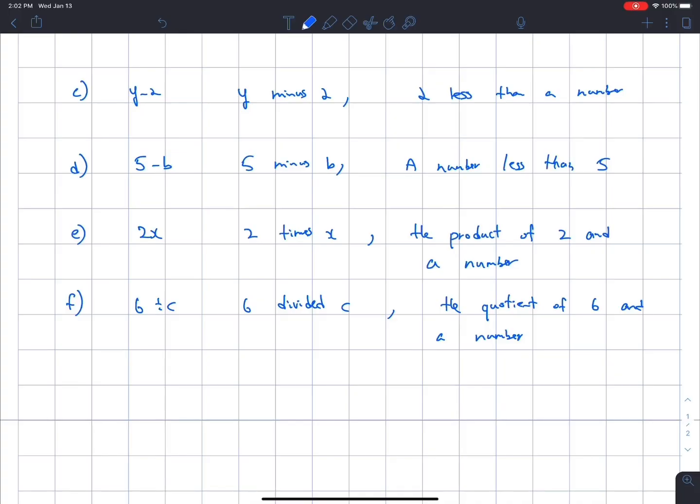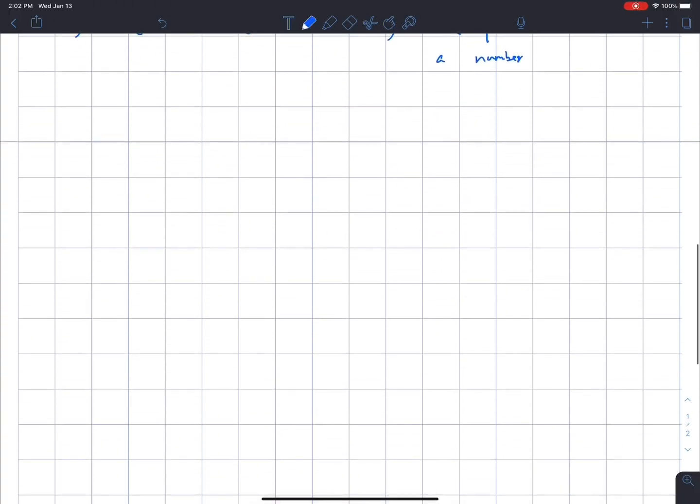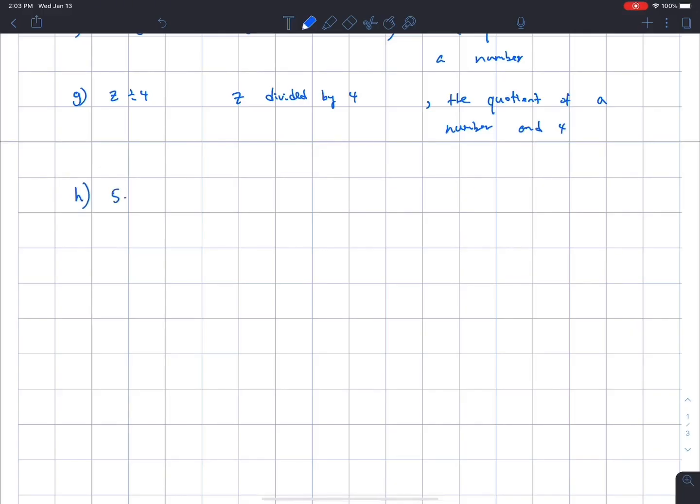So that's F, and then G. We have z divided by 4. I can also say this is the quotient of a number and 4. H, 5 times c, or the product of 5 and a number. I'm going to use a number.